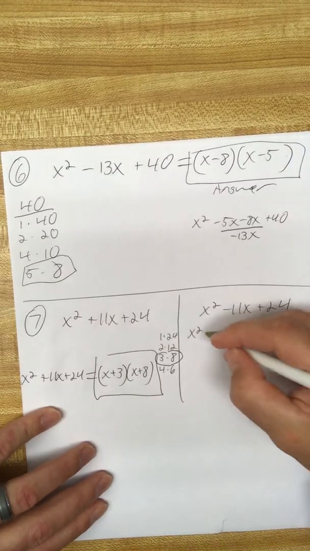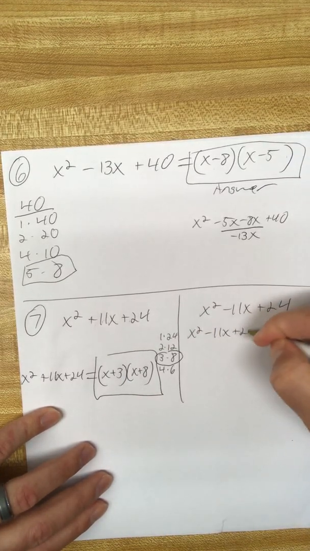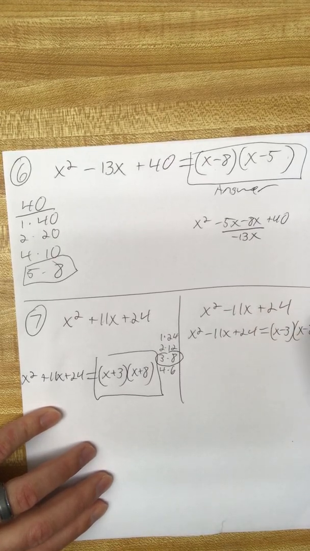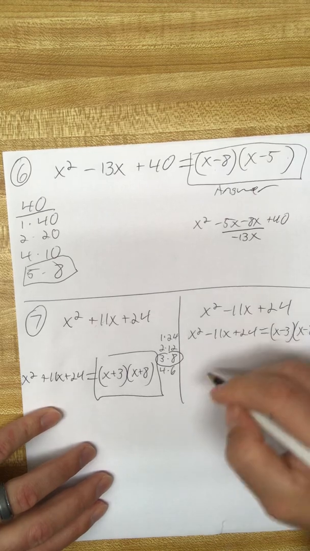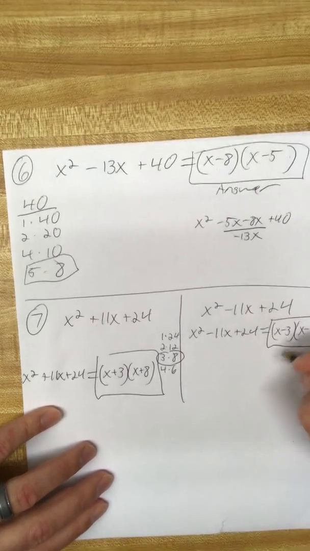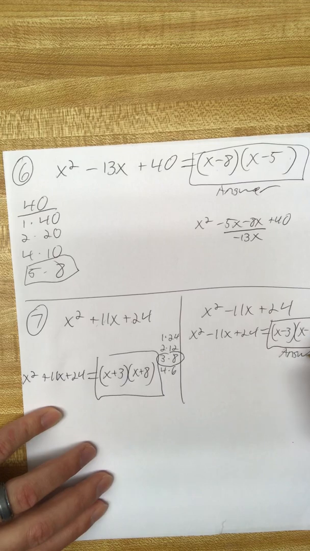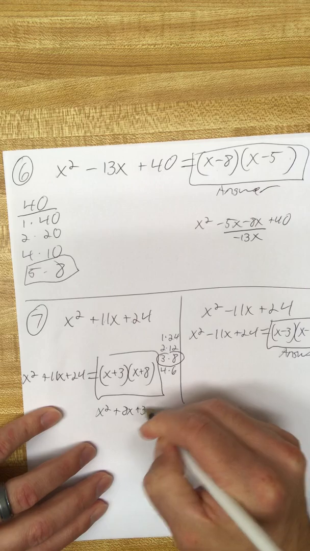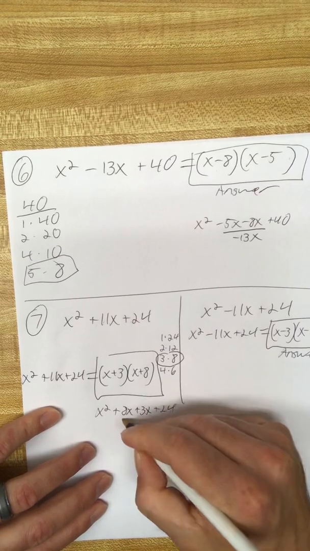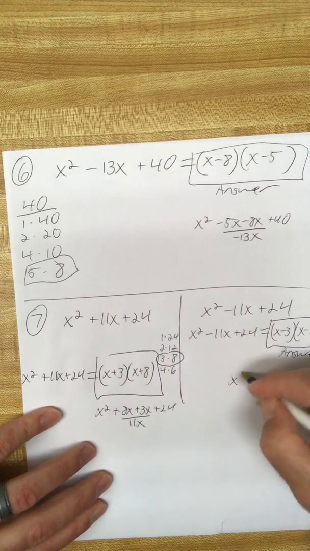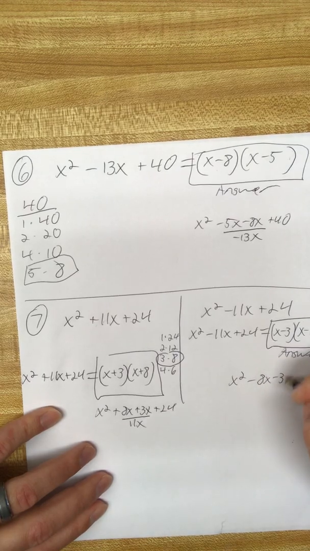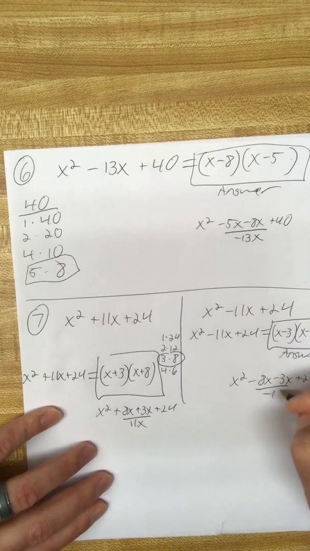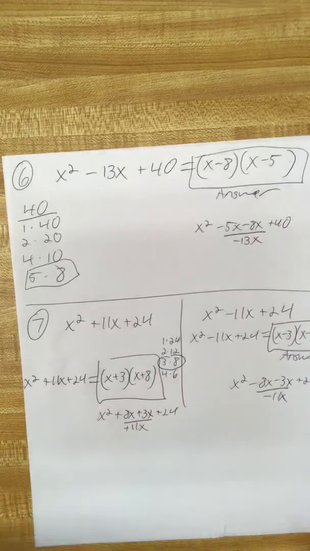Over here, we're going to factor x squared minus 11x plus 24 into x minus 3 and x minus 8. Okay. Again, over here, you get x squared plus 8x plus 3x plus 24. Right there's my 11x. Over here, x squared minus 8x minus 3x plus 24. Again, negative 3 times negative 8 gives me the positive 24. And I get minus 11x in the middle there.